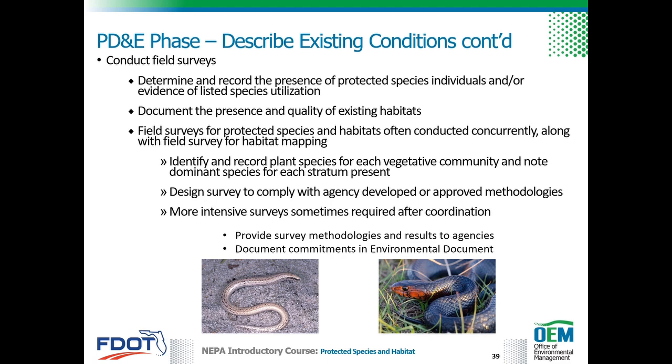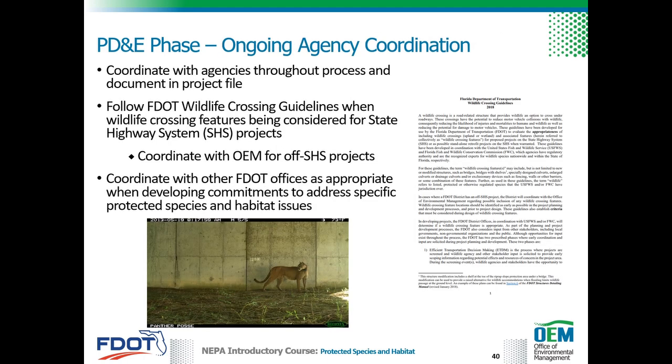Through consultation with the services and OEM, species-specific surveys for federally listed species may be delayed until permitting to support permit issuance. If applicable, include in the environmental document that the FDOT will conduct species-specific surveys later in the process. Ongoing agency coordination is needed throughout the PD&E phase, when federal or state listed species and/or designated critical habitat may occur within the action area. Coordination and consultation will be needed with the applicable agency and should be documented in the project file.